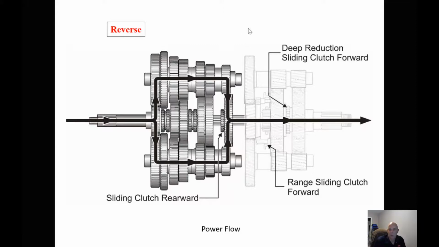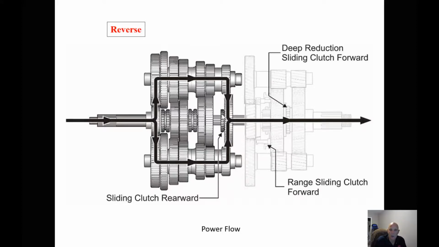Now, power flow through a transmission. We're not going to discuss the rear section, we're just going to discuss the front section. The rear section will be discussed in a further video. So from our input shaft, power comes into our input gear, and again our input gear is timed to both of our counter shafts.